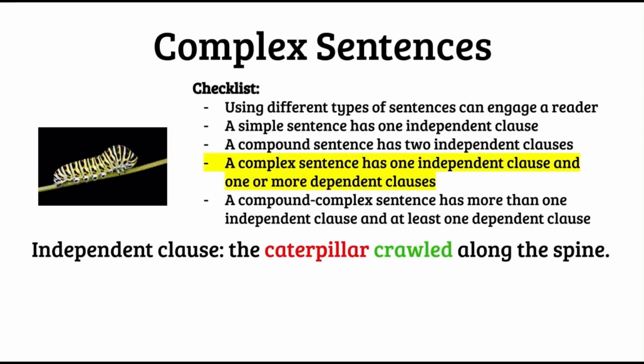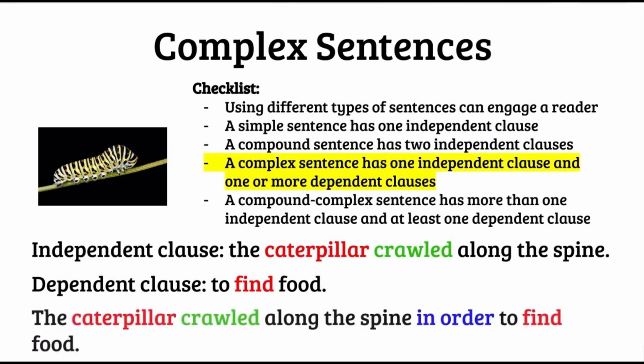With a complex sentence, you're going to have an independent clause, so that means a sentence that could be on its own, and one or more dependent clauses. That means an extra bit of information that could not be on its own. So my independent clause is the same. The caterpillar crawled along the spine. It's a simple sentence that could be on its own. I'm going to add this dependent clause, to find food. I haven't got a subject in that clause, so it's not a sentence. It's just a clause, to find food.